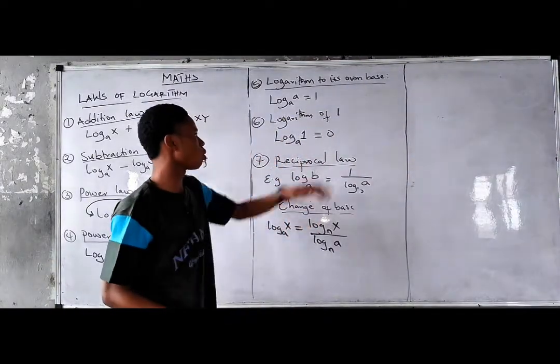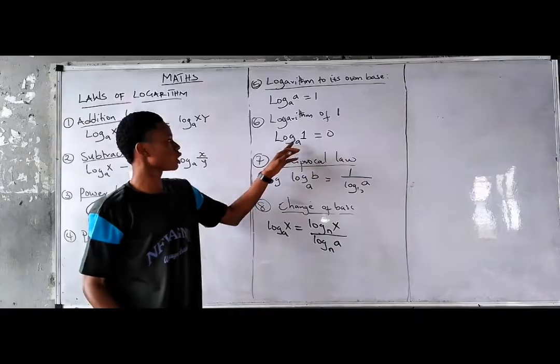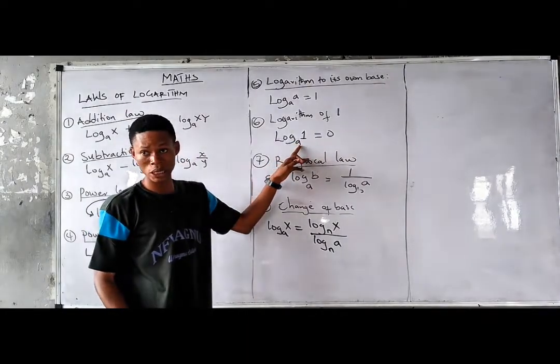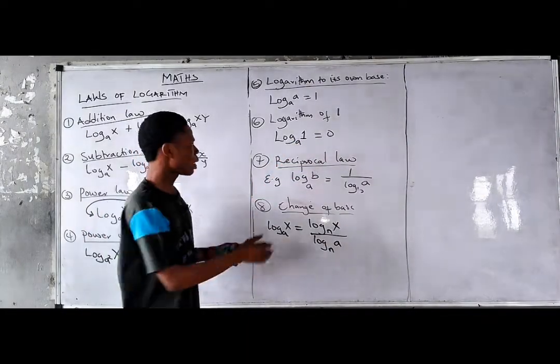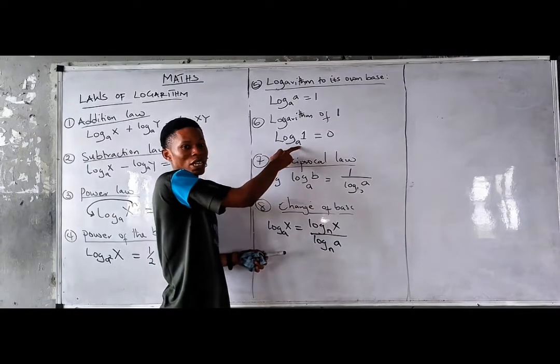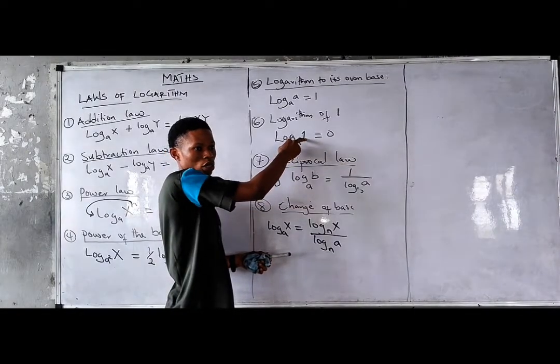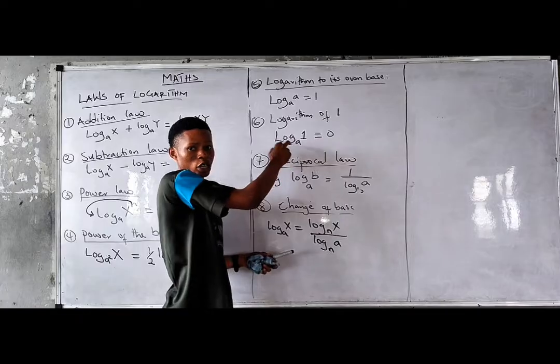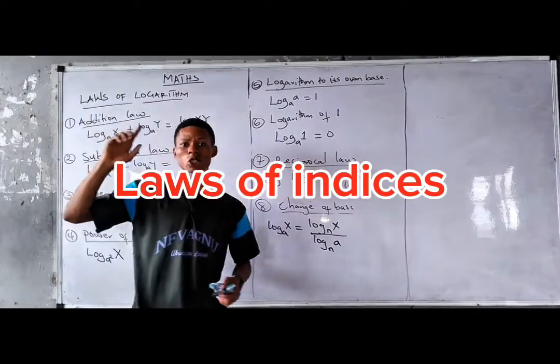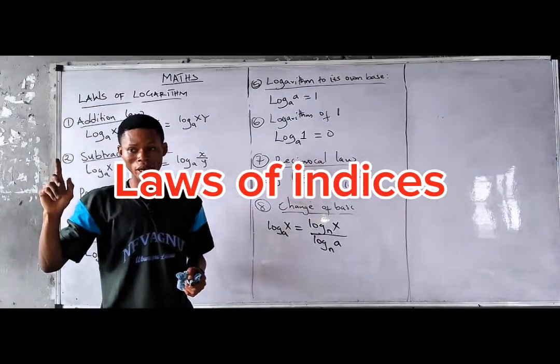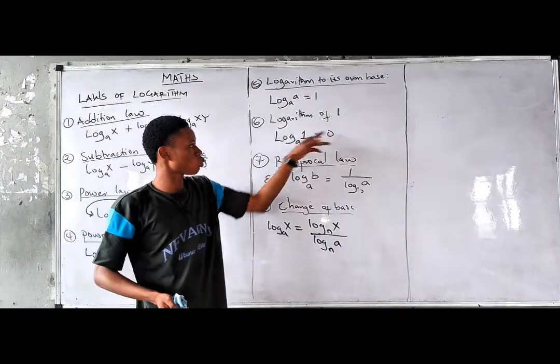Next one, logarithm of 1. Logarithm of 1 in any base is 0. Remember, here we are saying a raised to power what will give me 1? A raised to power 0. In laws of logarithm, we say anything raised to power 0 is what? Is 1, right? Meaning a raised to power 0 will give me 1.